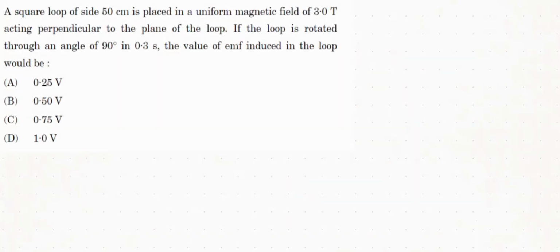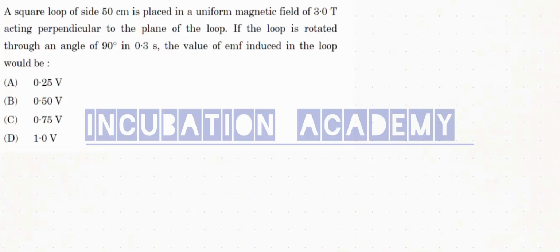Welcome everyone. The question shown on the screen is a CBSE 2026 physics paper question. A square loop of side 50 cm is placed in a uniform magnetic field of 3 Tesla acting perpendicular to the plane of the loop. So let us consider that this is the square loop, and it is placed in a magnetic field which is perpendicular to the plane of the loop, like this. This is the direction of the magnetic field.